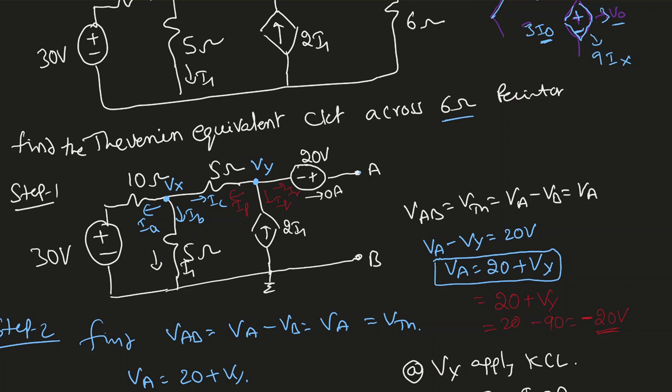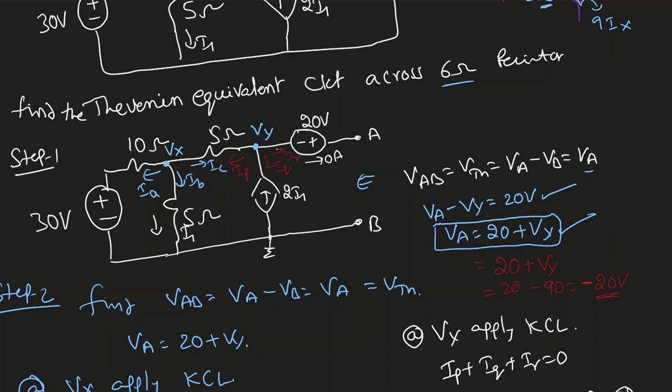So that's step 2. B, I'm going to ground it. So all I need to do is find VAB, which is Vthevenin, which is VA minus VB. In this case, VB is 0, so all I need to do is find VA. Now, to do that, I'm going to use nodal analysis. From the nodal analysis, I'll find VX and VY. Once I find VY, VA minus VY equals 20 volts. VA is the positive, so VA minus VY equals 20 volts. So VA equals 20 plus VY.